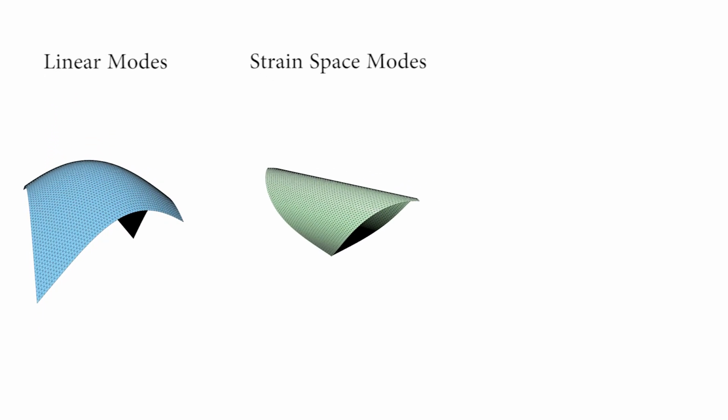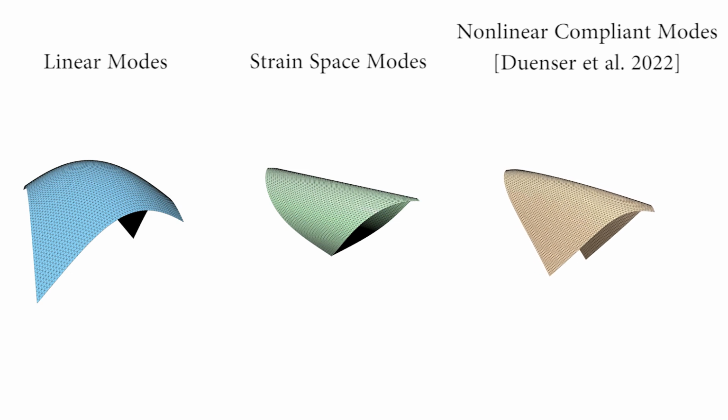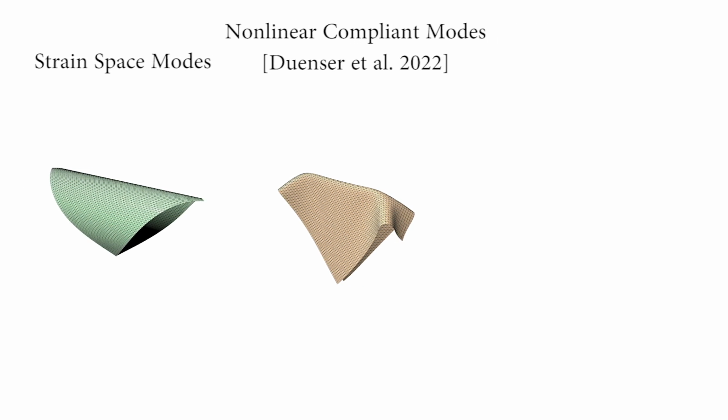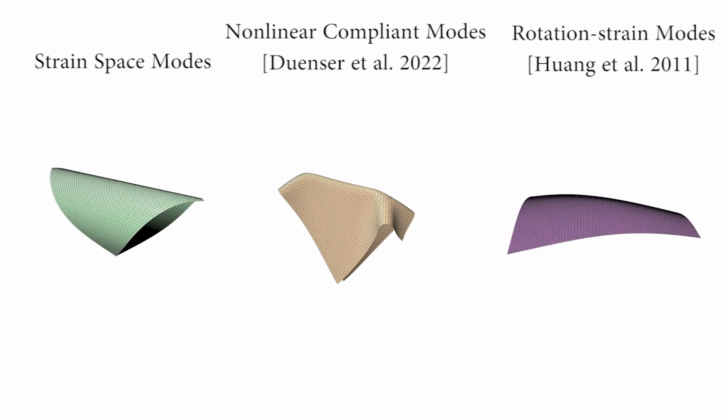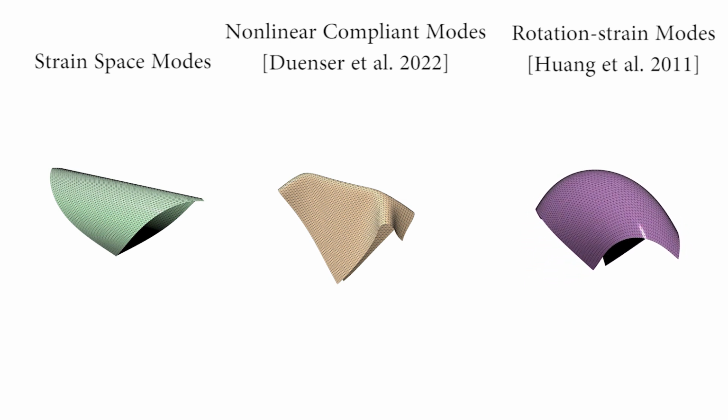For example, whereas the nonlinear compliant modes by Dunzer et al. generate bending initially, their reliance on external forcing with constant direction means that sheets must ultimately stretch. We furthermore experimented with another nonlinear extension of eigenmodes, the rotation strain modes by Huang et al. The lowest order rotation strain mode initially shows a small in-plane deformation. However, it clearly exhibits double curvature, which translates into non-zero in-plane deformation.